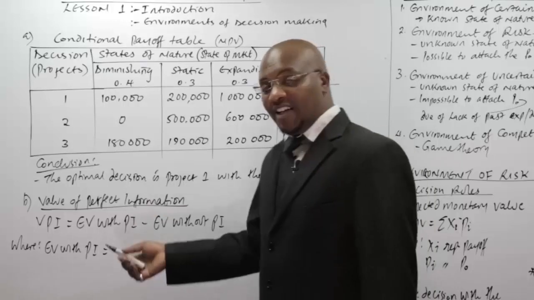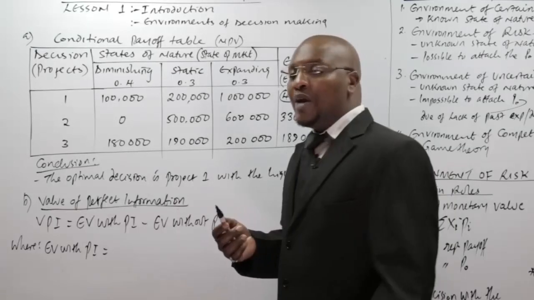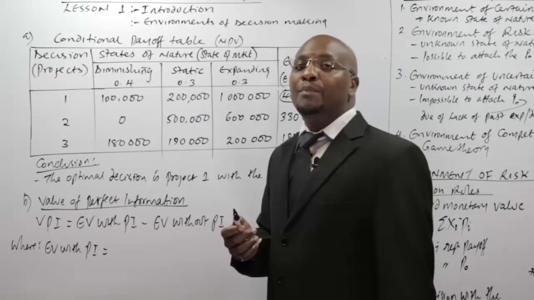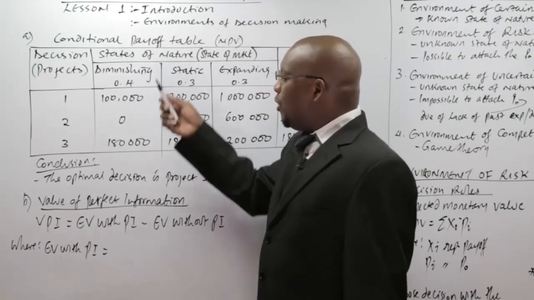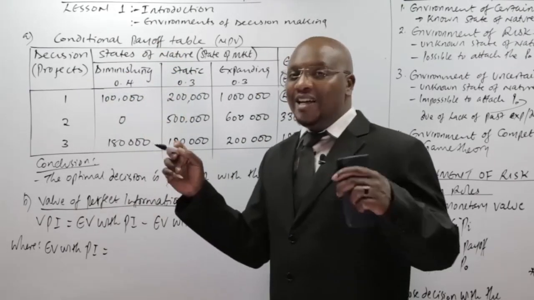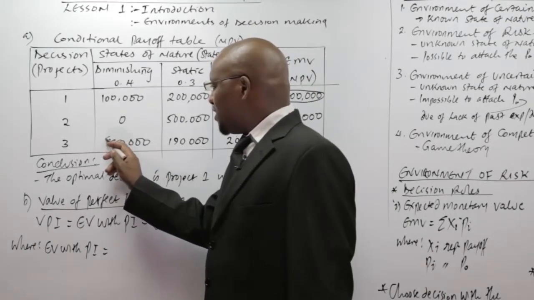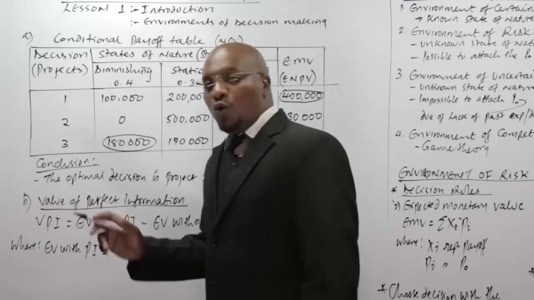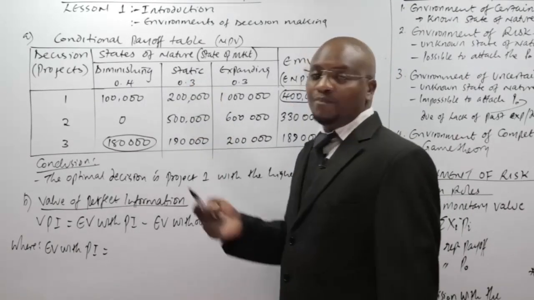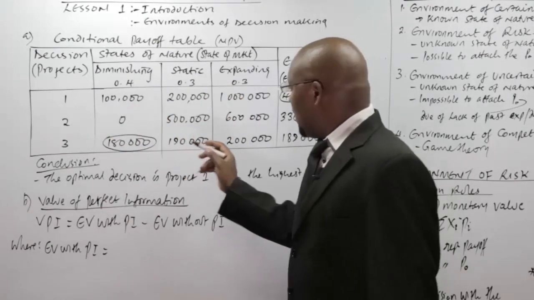We who are making the decision, we reserve the right to make these decisions. But the information we are obtaining must be what we do not know exactly, which is about this state of nature. Now, suppose we are advised that it is the diminishing state of market that will be in the market. We are, of course, going to choose the one that is going to give us the best. So the project that will give us the best outcome is project 3, giving us 180,000.